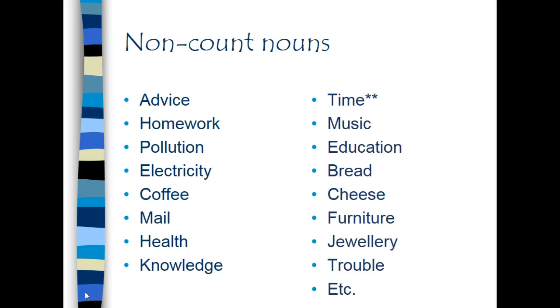Some common non-count nouns that we use with the expression there is include advice, homework, pollution, electricity, coffee, mail, health, knowledge, time. Time is both a count and a non-count noun. We'll explain that later. Music, education, bread, cheese, furniture, jewelry, trouble, etc. There are many words in English that we consider to be non-count nouns.